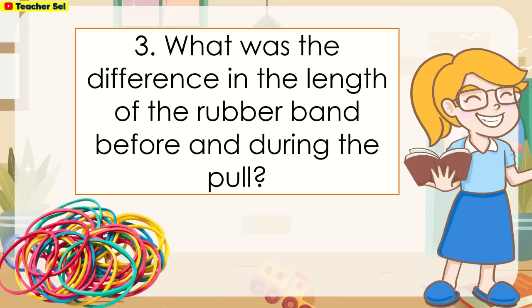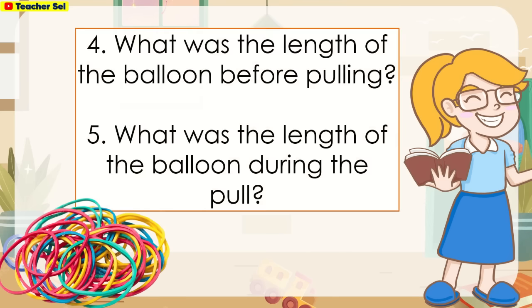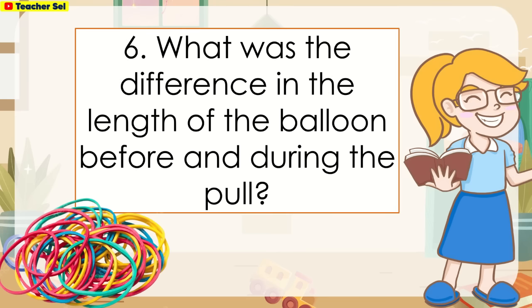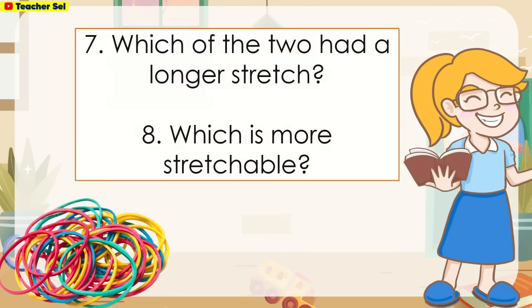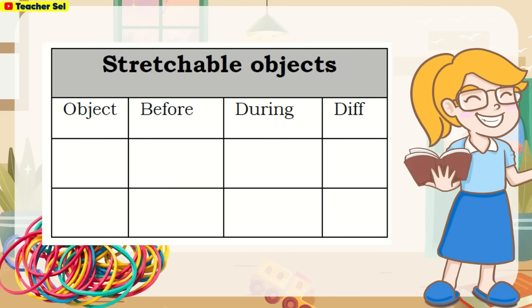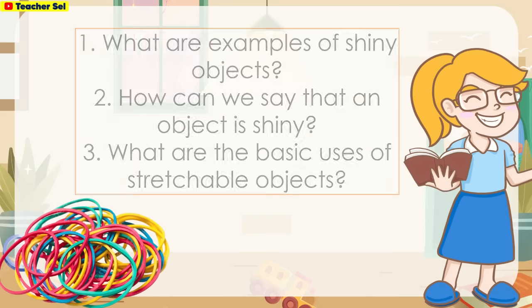What was the difference in the length of the rubber band before and during the pull? What was the length of the balloon before pulling? What was the length of the balloon during the pull? What was the difference in the length of the balloon before and during the pull? Which of the two had a longer stretch? Which is more stretchable? Stretchable objects. First column object, second before, third during, and in the last column their differences.